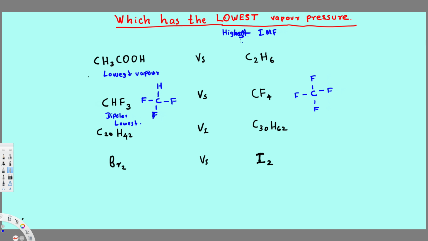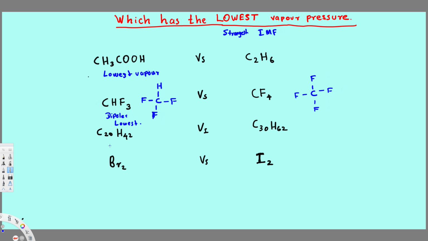Strongest is the best word to describe the force. So instead of highest, I can say strongest intermolecular force. That's what determines the lowest vapor pressure.